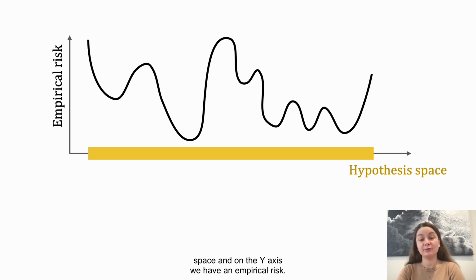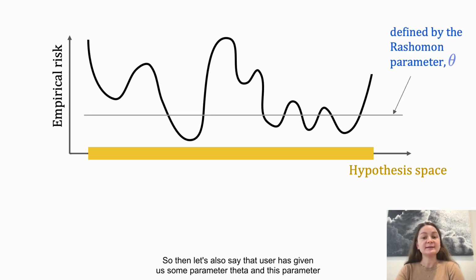and on the y-axis we have empirical risk. The yellow bar will depict our hypothesis space and all functions f that lie within it, and the black curve will depict our empirical risk. Let's also say that the user gives us some parameter theta, and this parameter basically signifies how much the user is willing to sacrifice for interpretability or sparsity. It can be 1% or 0.5% of the loss.